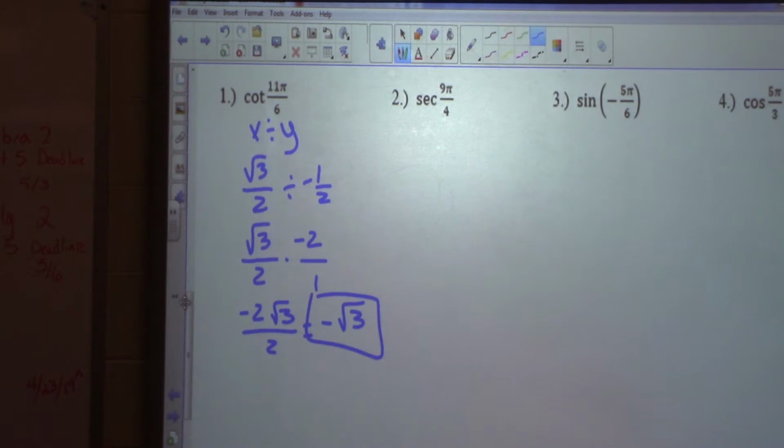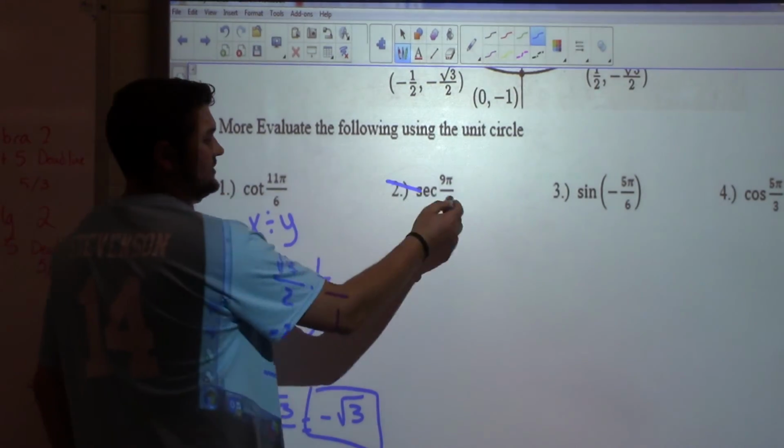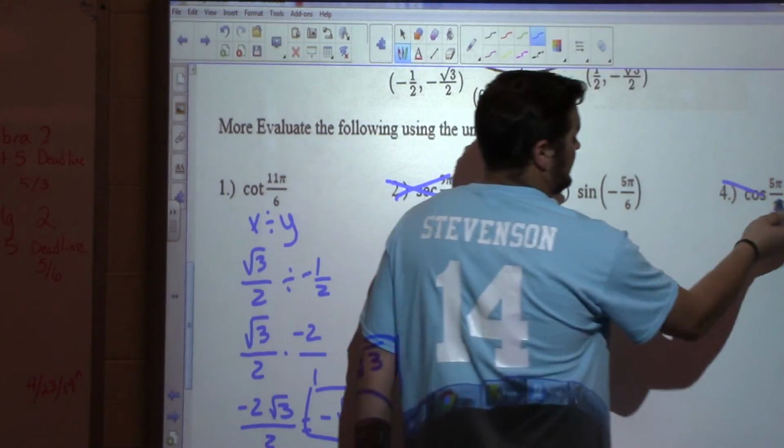Hey, what would have happened if that square root of 3 would have ended up in our denominator? We would have had to rationalize, right? No radicals in our denominator. Alright, we said we're going to skip 2. Said we're going to skip 4.